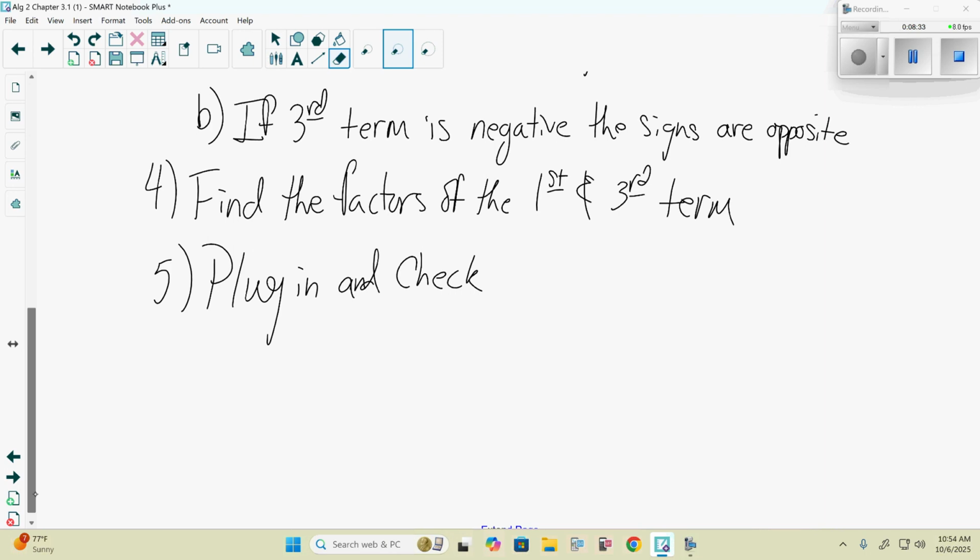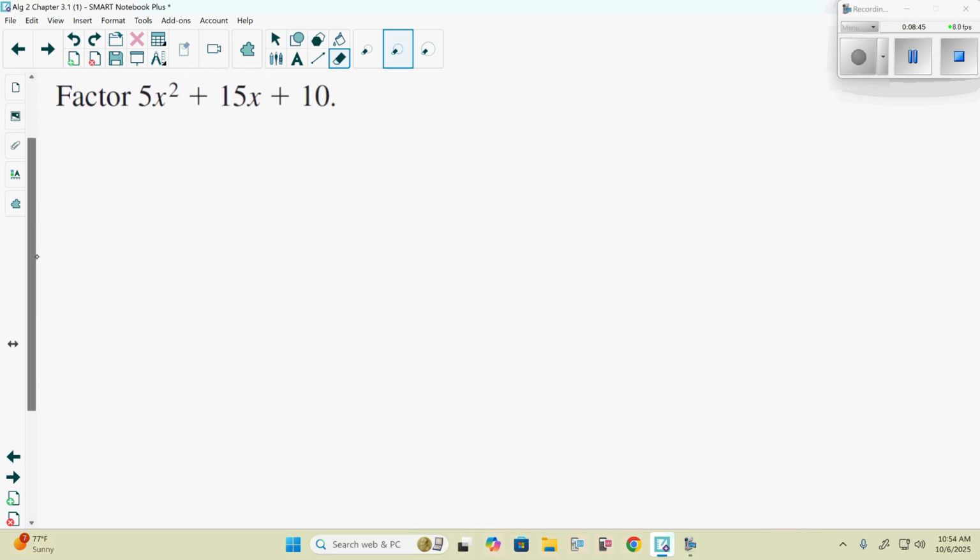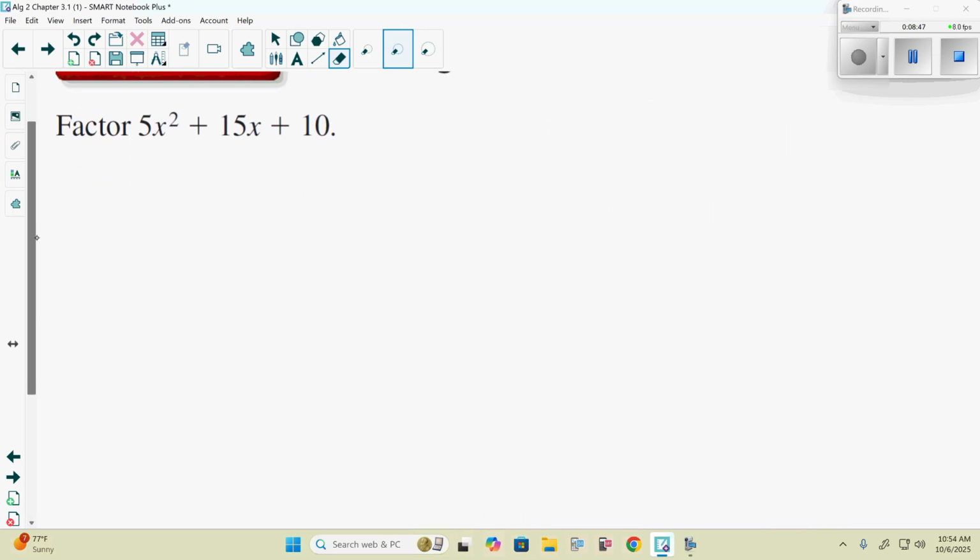So we can go through these steps for any of these quadratics, these second degree polynomial functions, and be able to factor them by using these steps here. So when we look at this first example, we want to factor 5x squared plus 15x plus 10. Now our first step in factoring this down is to see, is there a greatest common factor? Is there a number or variable in common with all three terms? If there is, we can factor it out.